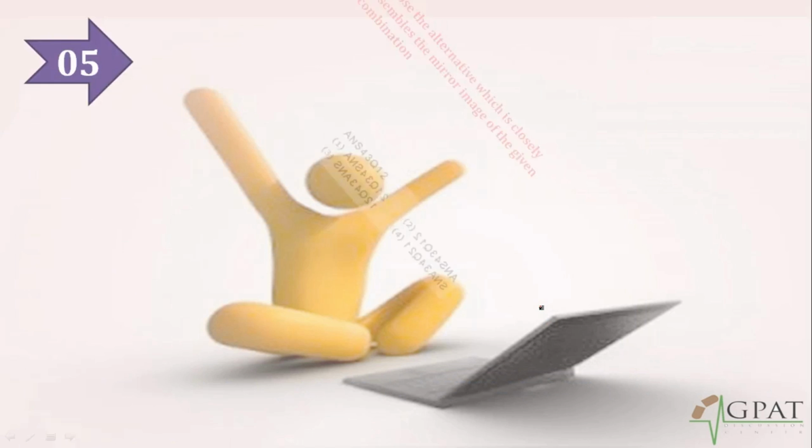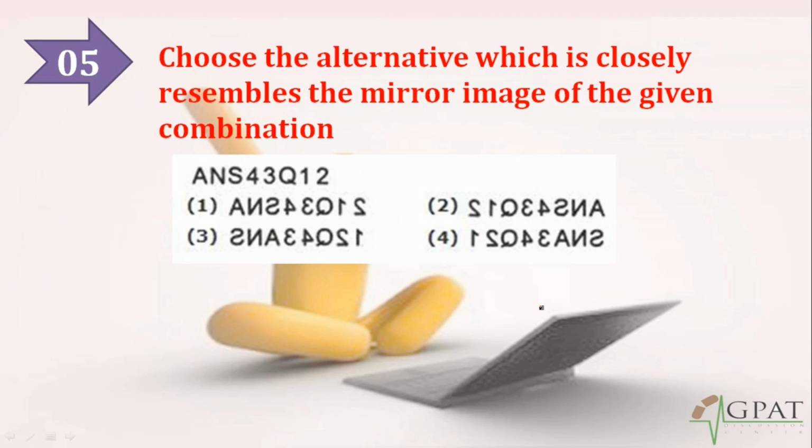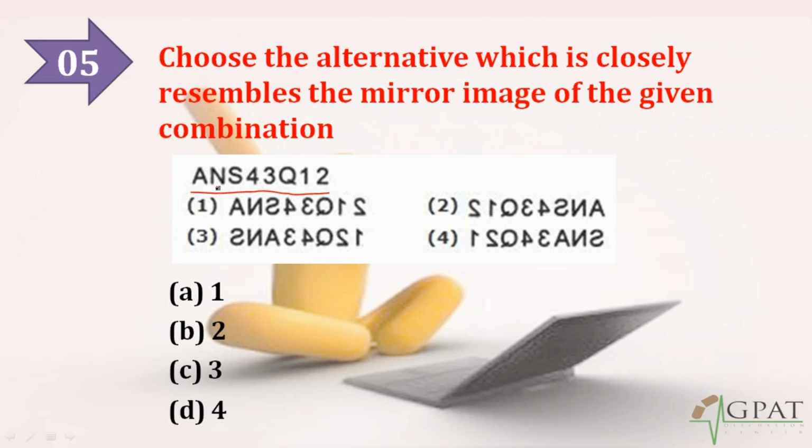Next question, question number 5. Choose the alternative which most closely resembles the mirror image of the given combination. Options are first, second, third or fourth. So here the question is ANS43Q12, what will be the mirror image? So in the mirror image, this digit will be transferred to here, meaning from here this digit will start. So where is the ANS from here? Here, ANS43Q12, and the right option is second.